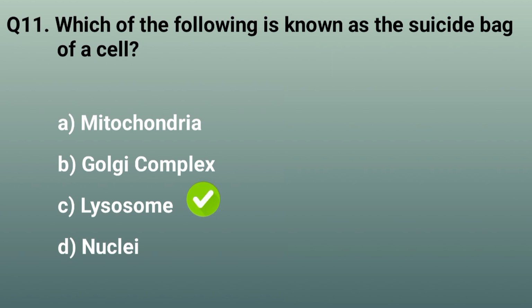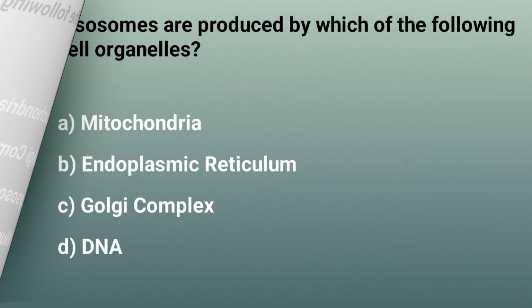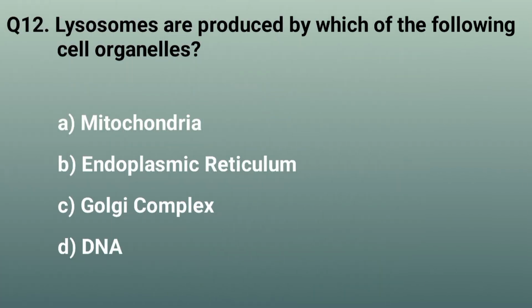Question number 12. Lysosomes are produced by which of the following cell organelles? The right answer is option C. Golgi complex.